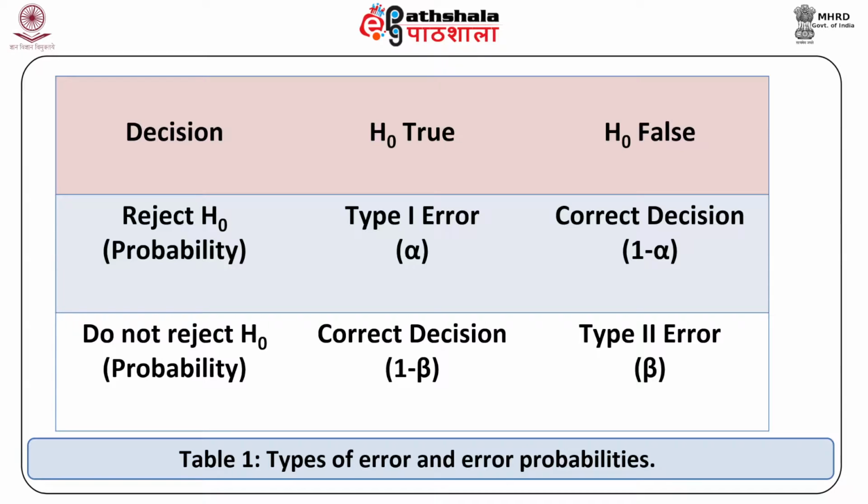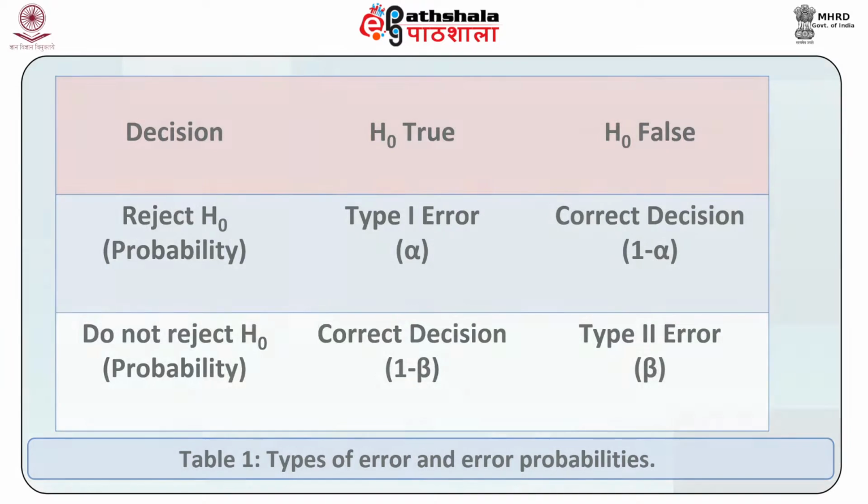Type 1 error is also denoted by alpha, or you may call it the type 1 error. If we have the correct decision, it is 1 minus alpha, and then we have the correct decision 1 minus beta, and type 2 error is beta. So from this table you can see type 1 error occurs when we reject the null hypothesis when it is true, and type 2 error occurs when we do not reject the null hypothesis when this null hypothesis is false.